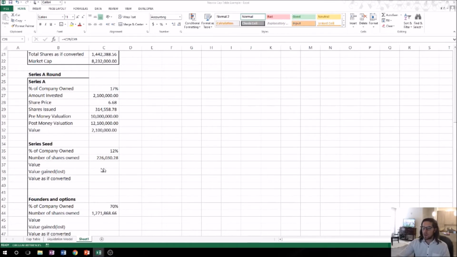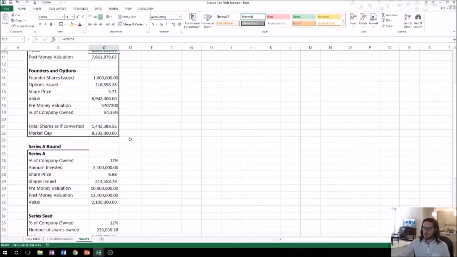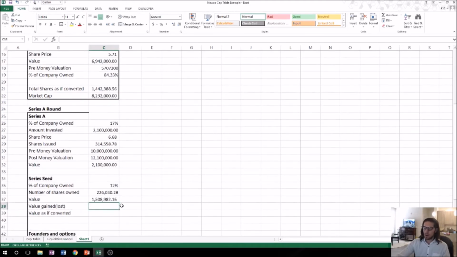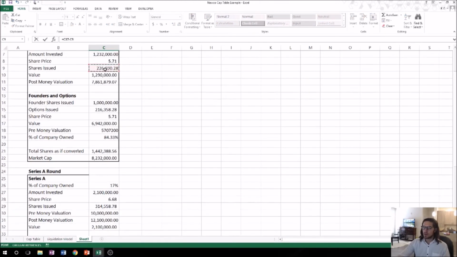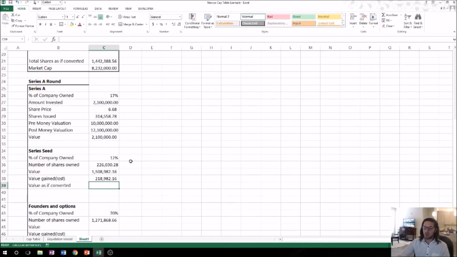After that, we'll come back down here to the Series Seed and do value. The value is the number of shares owned times the new share price, that's $6.68. And now we have a higher number: 1.5 million. The value of the Series Seed whenever they invested was 1.29 million, so we made a little bit of money. To see what we made, we do the value now minus the value during that round, 1.29 million. We can see 218,982 is what has been gained from the increase in share price for the Series A.